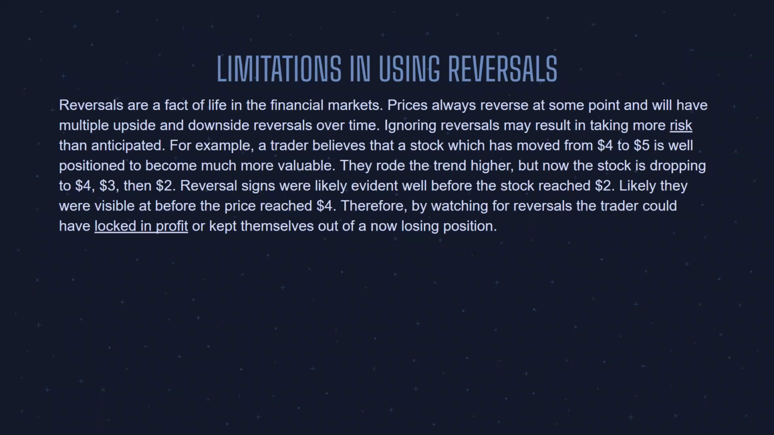For example, a trader believes that a stock which has moved from $4 to $5 is well positioned to become much more valuable. They rode the trend higher, but now the stock is dropping to 4, 3, then to 2. Reversal signs were likely evident well before the stock reached $2. Likely they were visible before the price reached $4. Therefore, by watching for reversals, the trader could have what? Locked in profit, or kept themselves out of a now losing position that keeps on going down.